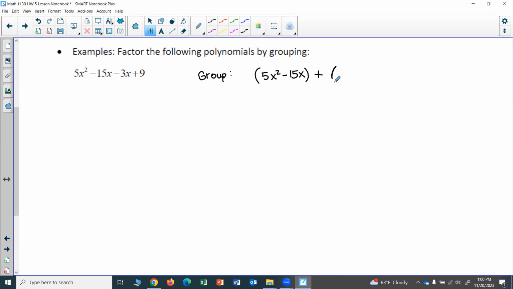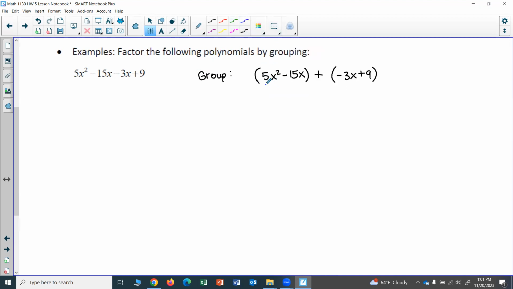And in my second set of parentheses, I'll have negative 3x plus 9. Now, if the negative was out front in front of the parentheses, that would make the plus 9 incorrect because of the distributive property. So that's why I have to have a plus between my groupings. Now I look at each group separately.